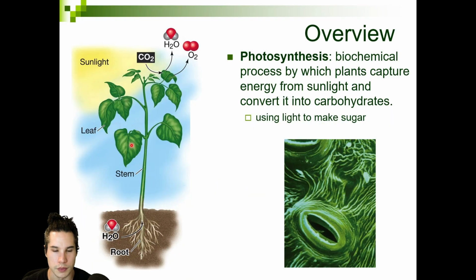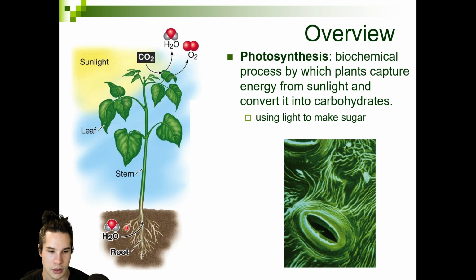Photosynthesis. All right. So photosynthesis is the biochemical process by which plants capture energy from sunlight and convert it into carbohydrates. This roughly translates into something using light to make sugar.